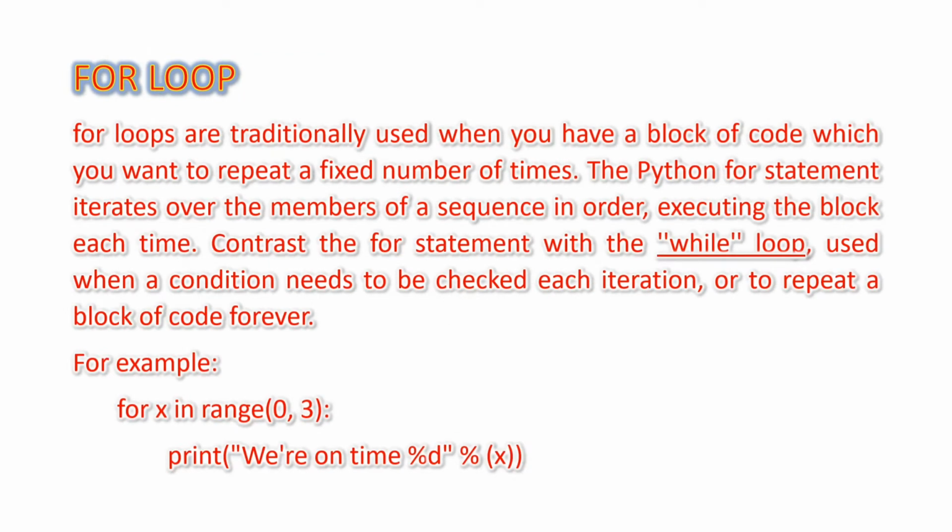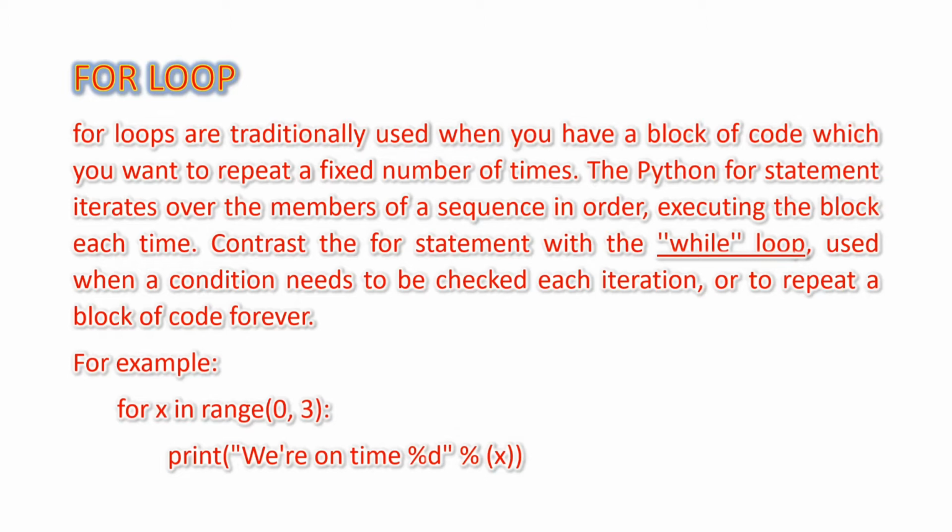For loops are traditionally used when you have a block of code which you want to repeat a fixed number of times. The Python for statement iterates over the members of a sequence in order, executing the block each time. Contrast the for statement with the while loop, used when a condition needs to be checked each iteration, or to repeat a block of code forever.